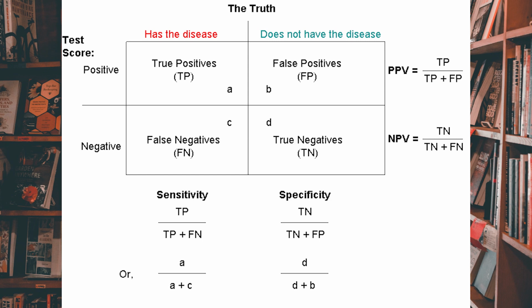Specificity can be defined as the probability of a negative test in people without the disease. So the formula is D upon B plus D. Positive predictive value is the probability of a person having the disease when the test is positive: A upon A plus B. Negative predictive value is the probability of a person not having the disease when the test is negative: D upon C plus D.